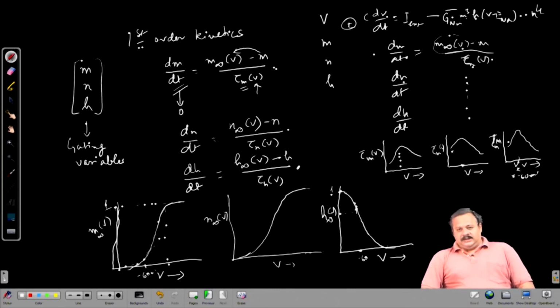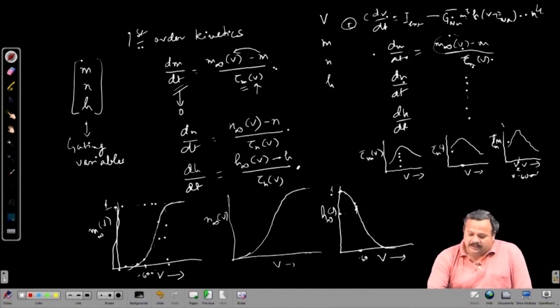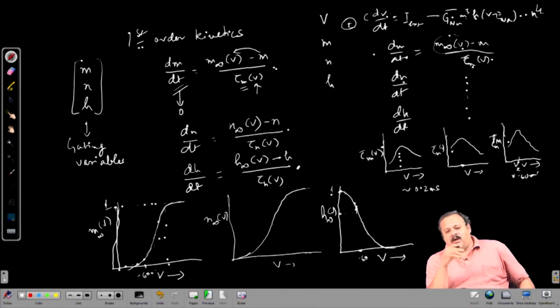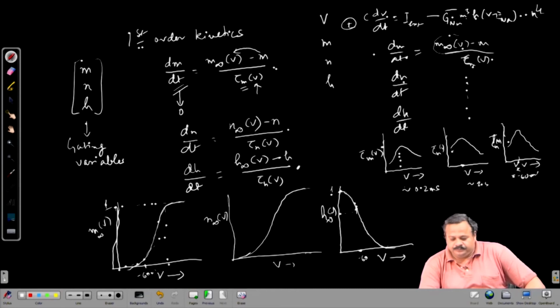So, notice something. They all look similar, but a very important point is this scale here. These tau m values are very small, in the order of 0.2 millisecond and less, or less than half a millisecond. Tau n is of the order of 2 to 5 milliseconds, and tau h is of the order of 10 to 20 milliseconds.